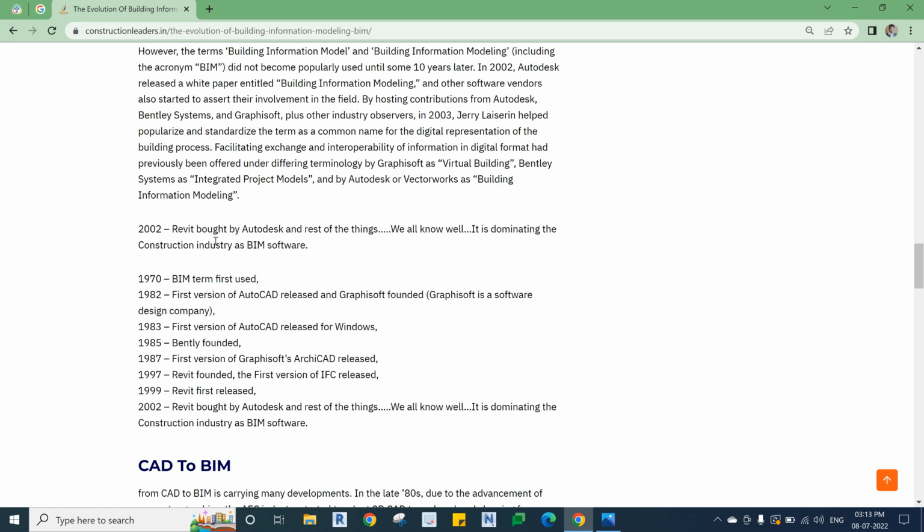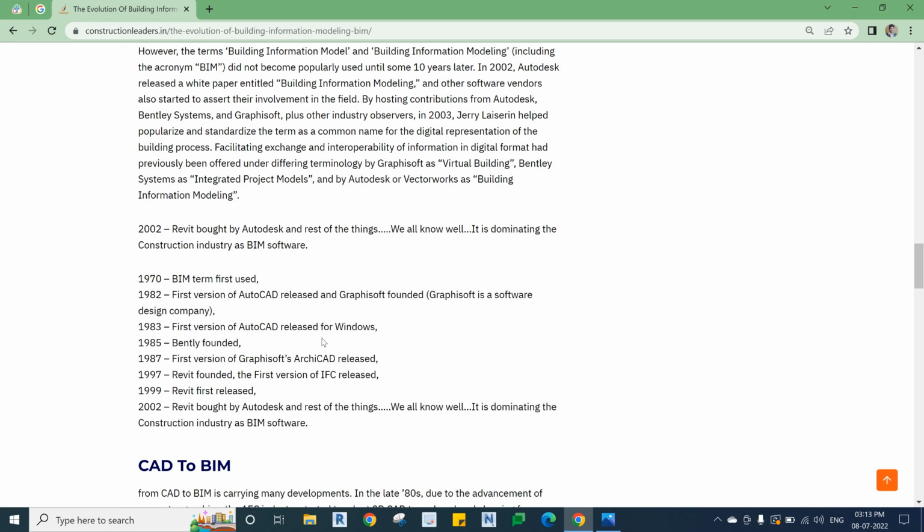We can see here how the Autodesk products got released and how they became popular. In 2002, Revit was bought by Autodesk, and the rest of the things we know. See, now also it is dominating the industry. We can consider that in 1970, the BIM term was first used. In 1982, the first version of AutoCAD was released. Graphisoft was founded. Graphisoft is a software design company. Yes, I have googled it about Graphisoft, and I came to know about it.